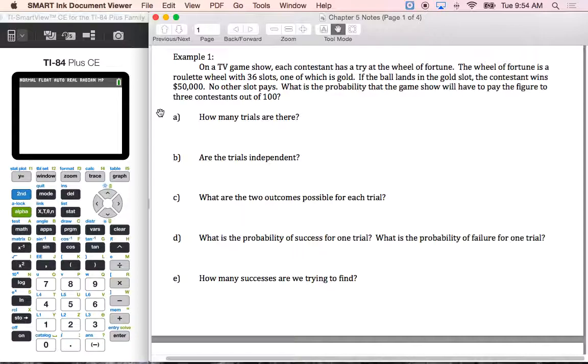So we're doing this 100 times, so our n is equal to 100. They want to know if the trials are independent. Yes, because one spin does not affect the next spin. For part C, what are the two outcomes possible for each trial? You have a success where you land on gold or a failure where you don't land on gold.